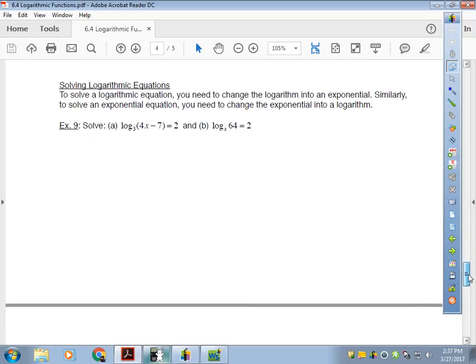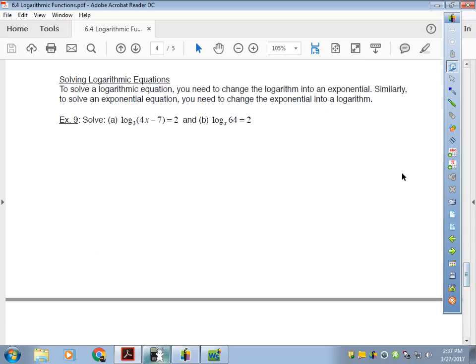Alright, next thing we're going to look at is solving logarithmic equations. There are several ways we can solve logarithmic equations, but one way we're going to look at today is rewriting them into exponential form. Many times you can rewrite a logarithm back into exponential form and then solve it from there, and that is really convenient.